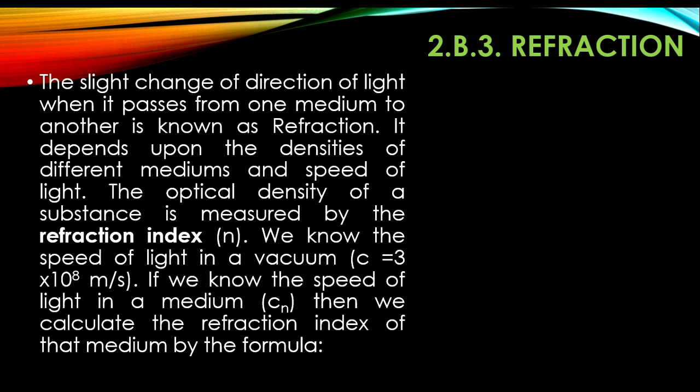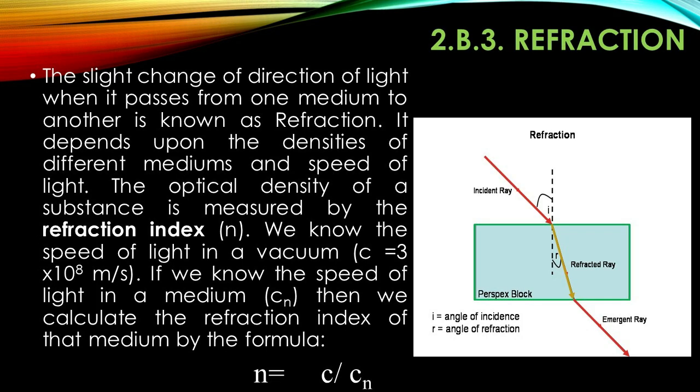by the formula n equals c by cn. Cn is the speed of light in the medium n. c is the speed of light in a vacuum, that is 3 into 10 to the power 8 meters per second, and n is the refraction index of this medium. Here the incident ray of light bends its path, that is refraction, with angle of incidence i and angle of refraction r.